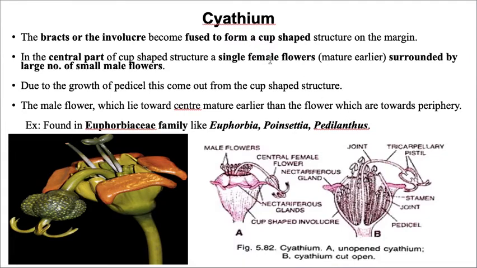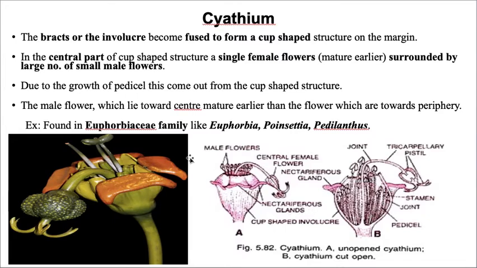Again I'm telling you, an easy way I'll tell you. Bracts are there, no, they are fused to form a cup-like structure. Point number one. Point number two, exactly in the center you can see a single female flower. It is very big. How big? It even comes out of the flower. And the third point, around this particular female flower, many male flowers are surrounding it. Then this is called as cyathium.